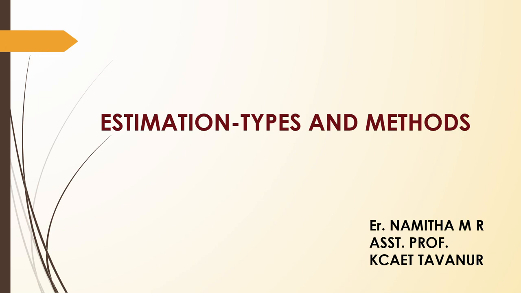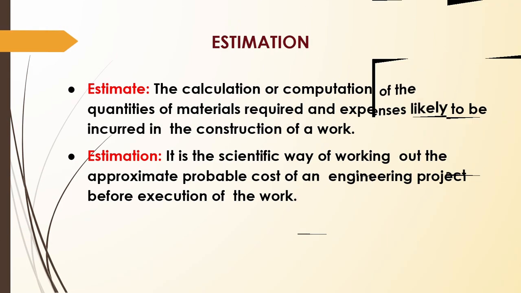In this lecture, we are moving on to the estimation types and the different methods adopted for estimating the cost of a building. So, mainly, what do you mean by estimate? Estimate is the calculation or computation of the quantities of materials required and the expenses likely to be incurred in the construction of a work. So, how much is the quantity of material required and how much is the cost of the construction. So that a particular thing is reported in a well systematic manner, that is known as estimate.